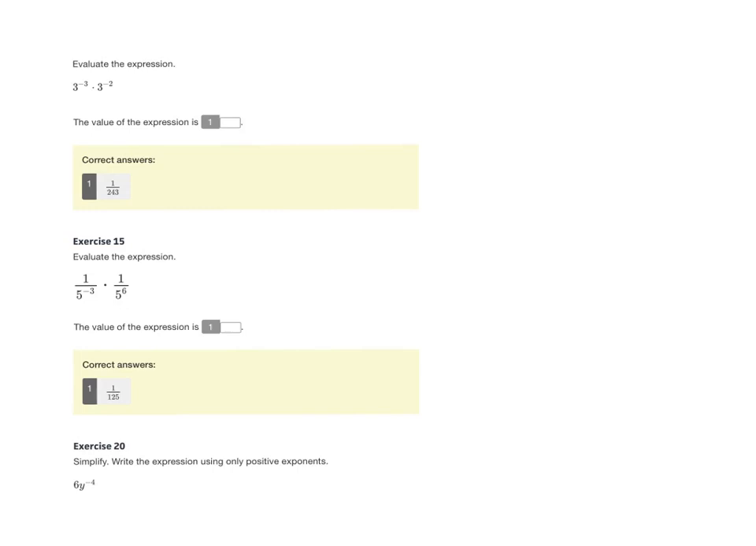On the first one, we have 3 to the negative third times 3 to the negative second. And we know from our rules before that we're just simply going to add the exponents. So 3 to the negative third times 3 to the negative second is going to become 3 to the negative fifth. But now we need to change that to get rid of that negative exponent.